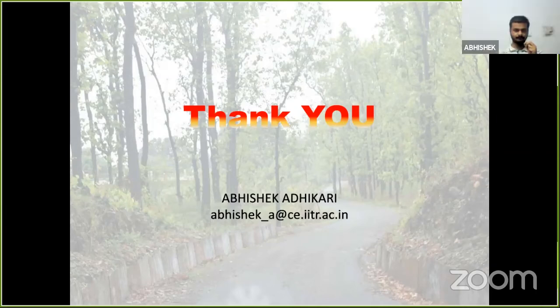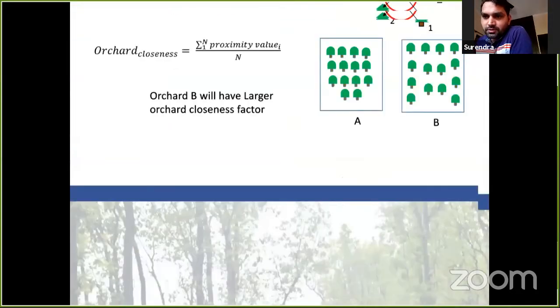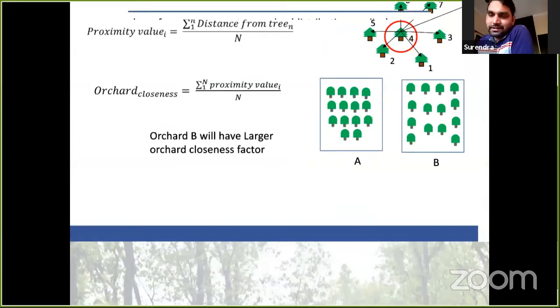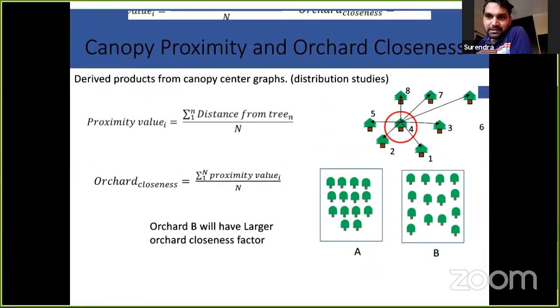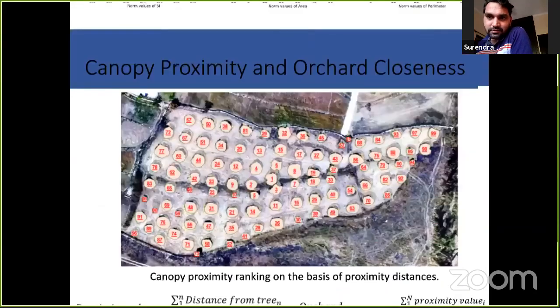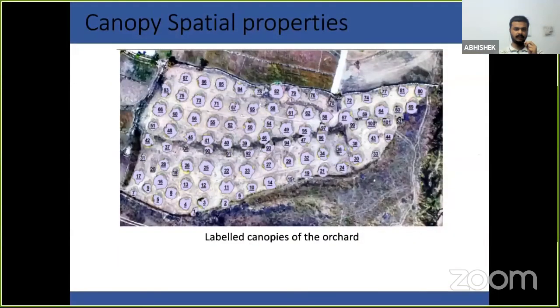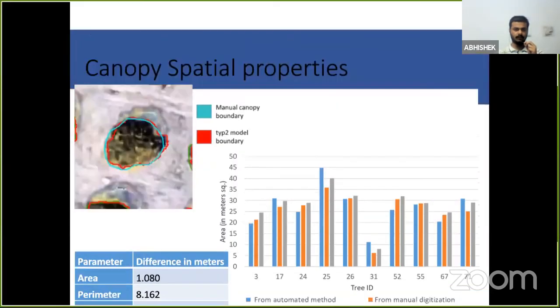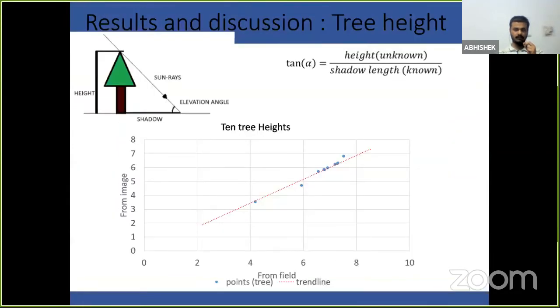Yes, sir. In one slide, you used height estimation from shadow, with some parameter of tan alpha and the shadow. There are two unknown parameters, height and tan alpha. Sir, as we know, this is an orthoimage, a georectified orthoimage. So we know the latitude and longitude of each tree canopy. And we also know the time when the photo was captured.